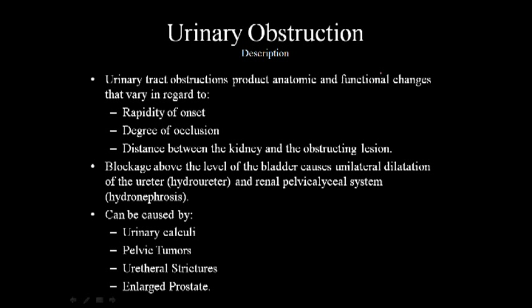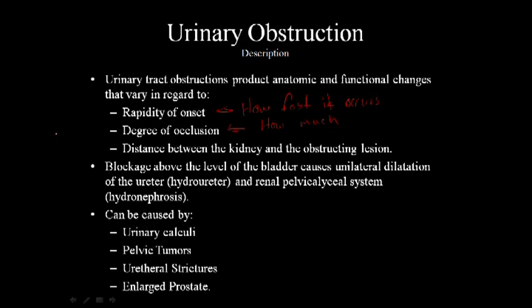Urinary tract obstructions produce anatomic and functional changes that vary in regard to the rapidity of onset, so how fast it occurs, degree of occlusion, so how much, and the distance between the kidney and the obstructing lesion. So all of these things will typically demonstrate how much of urinary obstruction you have.